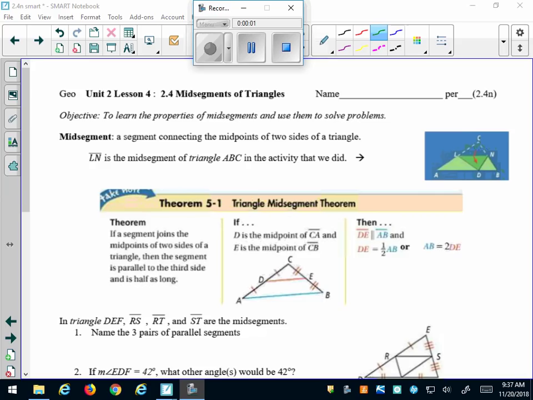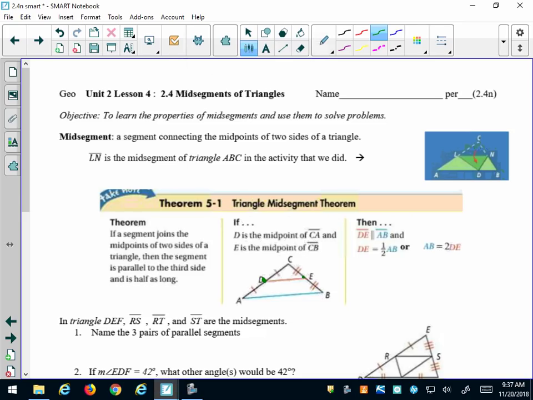So this is lesson 2.4, mid-segments of a triangle. So we just did our folding thing. We created the two midpoints of our triangle, connected them. So the lesson here is that that segment is called a mid-segment. Okay? So the mid-segment by definition connects the two midpoints of two sides of a triangle. Okay? That's the definition right here.